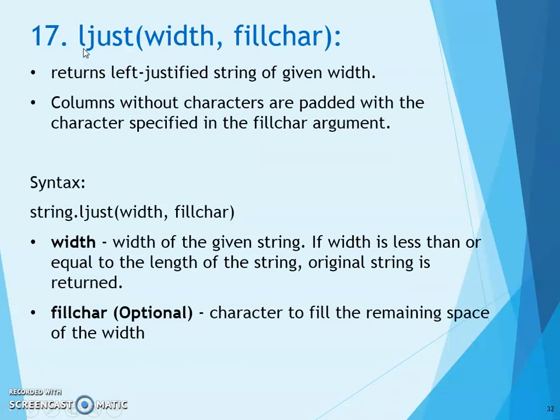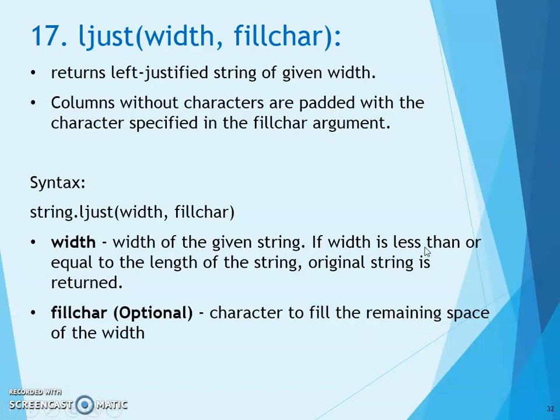Next method is ljust. This is a left justified string. So once we invoke this method, it will return us a left justified string with this width. To fulfill this width, this fill character is used. So width is the width of the given string, and fillchar is a character to fill at the remaining places. If it is not given, then space bar is used.